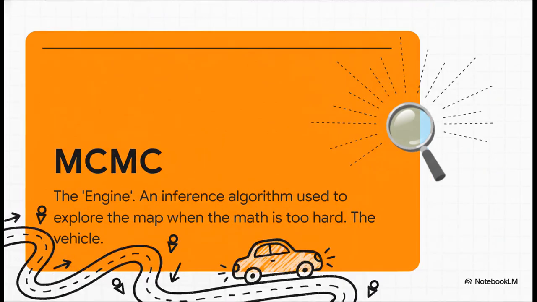Then you have MCMC. This is the engine. It's the vehicle you use to actually explore that map you just drew. So when the map gets way too complicated to understand all at once, you fire up the MCMC engine to drive around and figure out what the terrain looks like. MCMC is the how you're going to get your answers.